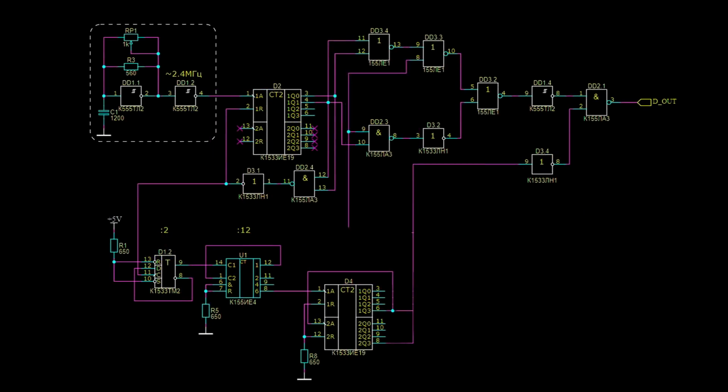Next, a reset signal will be formed on the line. This is important because it is at this moment that the LEDs will display what has been loaded into them. Without it, it won't work.